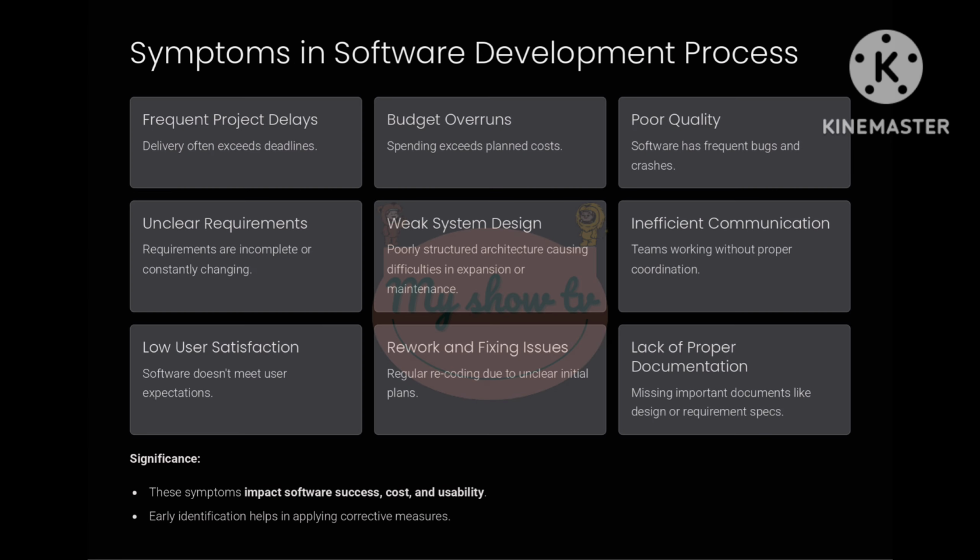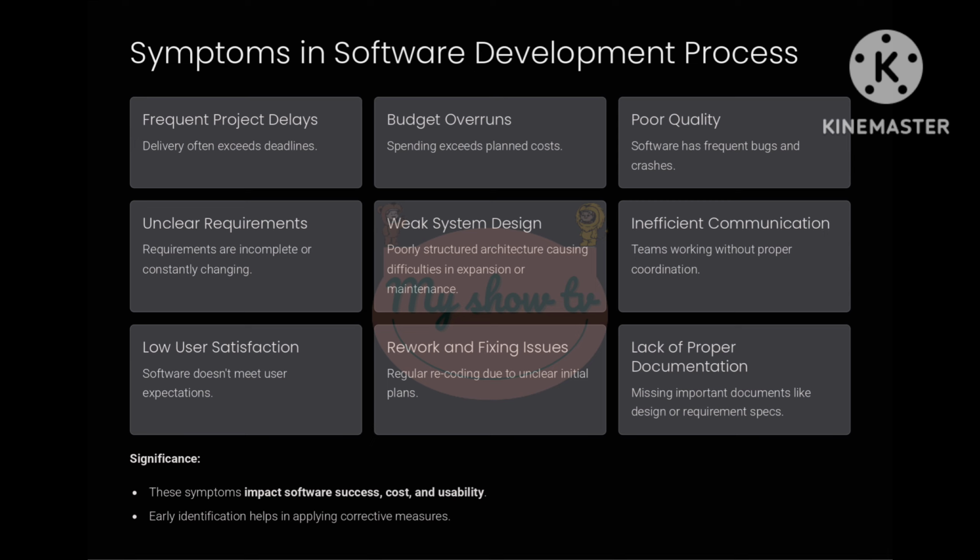Slide 4. Symptoms in software development process. Next, let's identify common issues, symptoms, that appear when software projects go wrong. These are like warning signs. 1. Frequent project delays. Deadlines are missed regularly, showing poor time estimation. 2. Budget overruns. Cost of the project goes beyond planned budget due to improper resource planning.